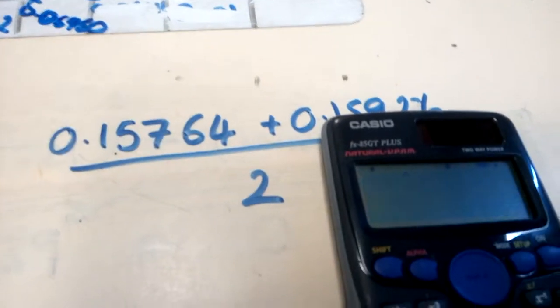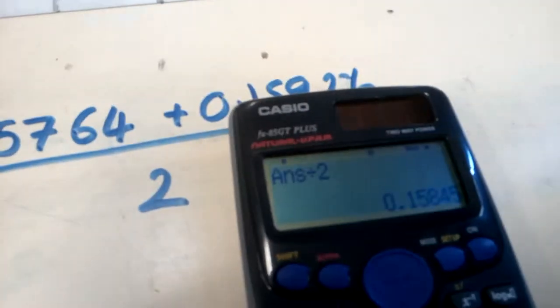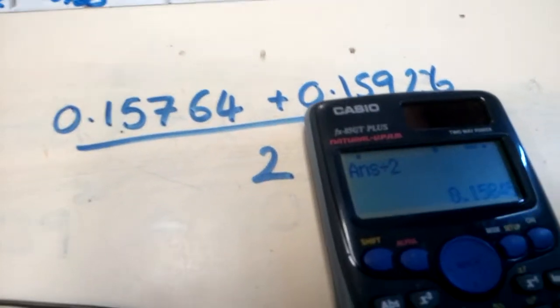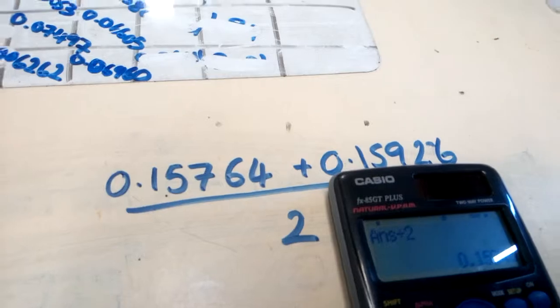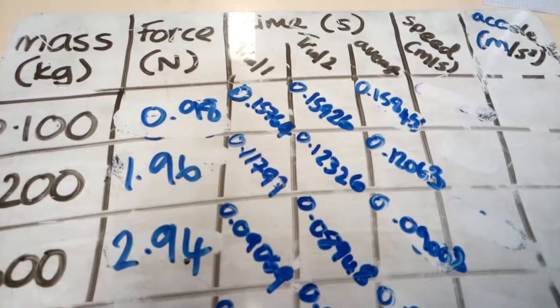Okay, and that gives me a result of 0.15845. Okay, you can just have a think about that. Does that result sound right? Because it should be in between the two different results that you've got, and it does sound right. So I'm going to fill in all of my averages. I'd like you to do the same now, please.